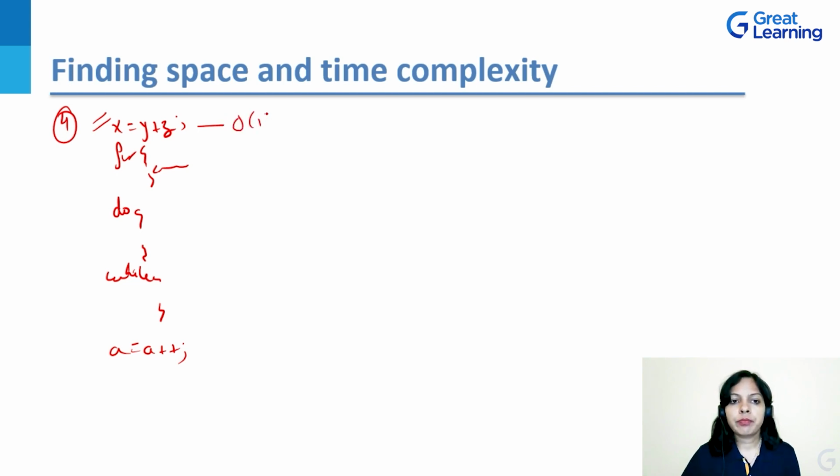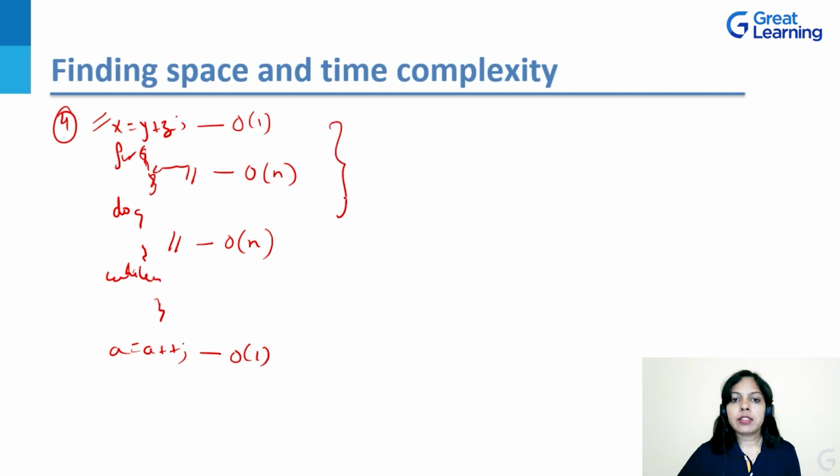So it is constant time. Suppose the for loop over here takes a time complexity of O of n. Then there is this do while loop, which also takes a time complexity of O of n. Then there is the a equals a plus plus statement, which takes constant time. In this case, what will be the final time complexity?